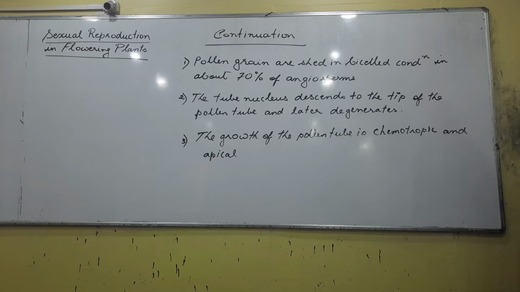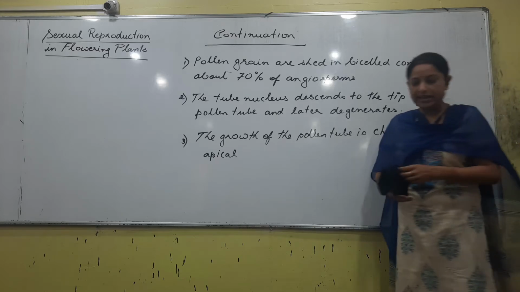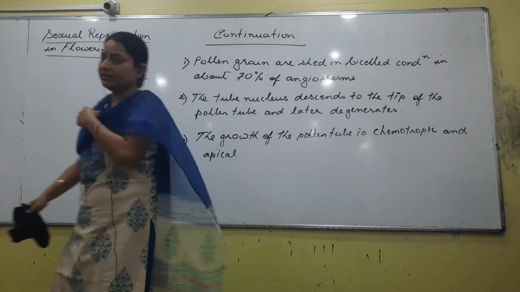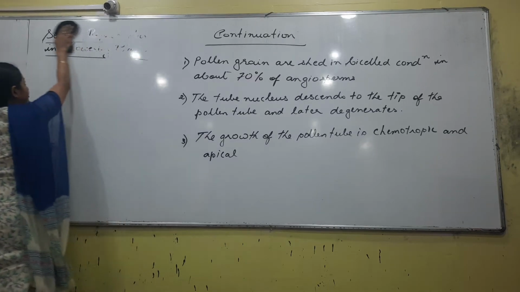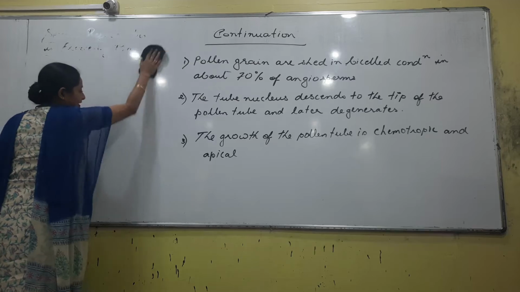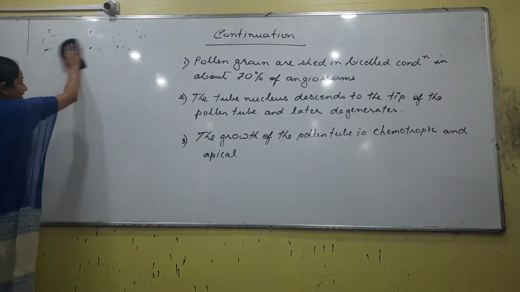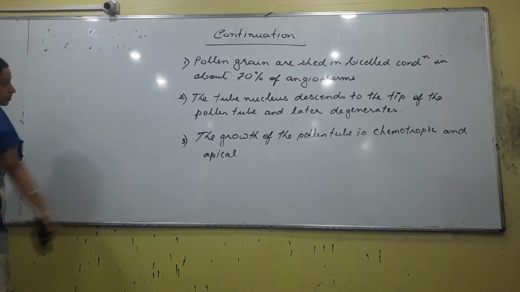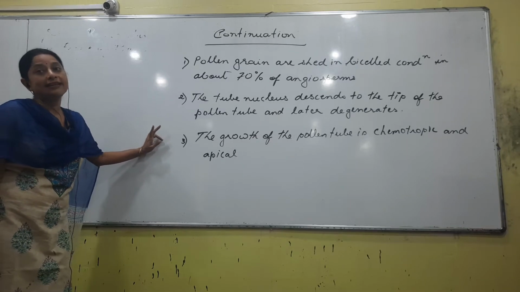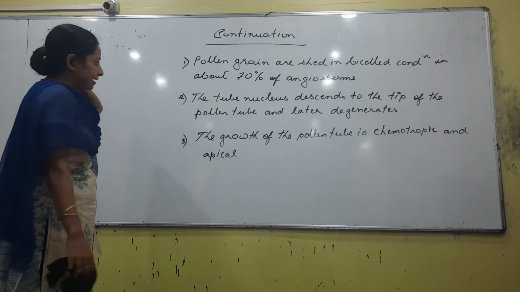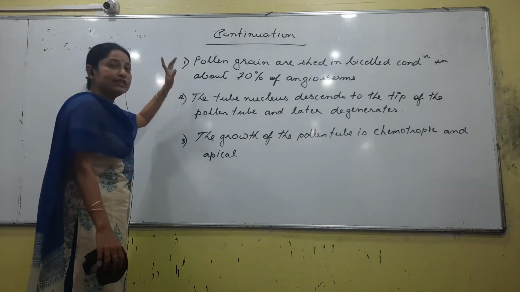Bicelled condition we understand, right? In the majority of the angiosperms, bicelled pollen is shed, but there are certain examples of angiosperms where it gets shed in a 3-celled condition also. If you are talking about 3-celled, what would be the cells? The tube cell and the 2 male gametes, right? Okay, write it down. 4th point, pollen tube.